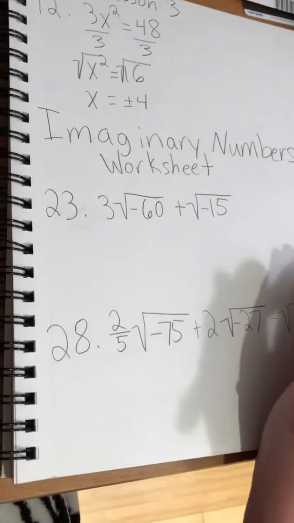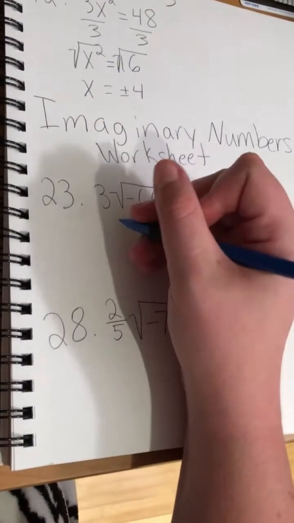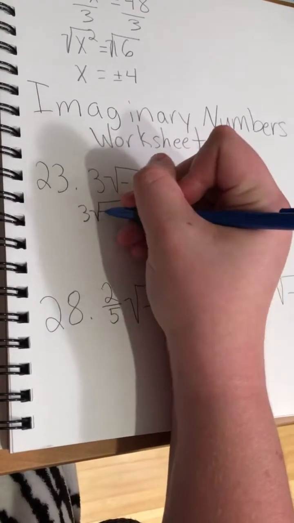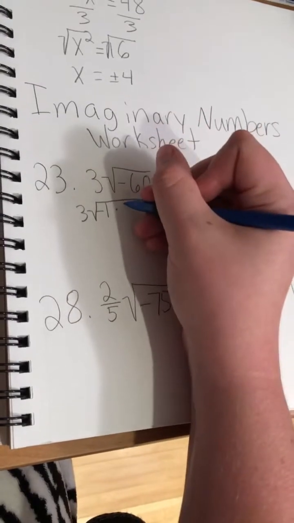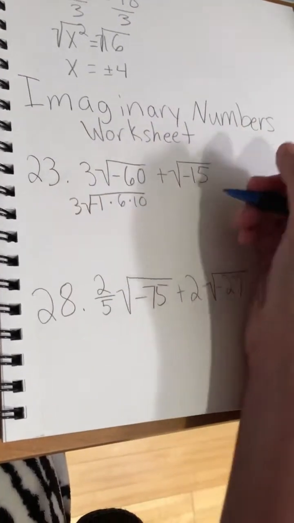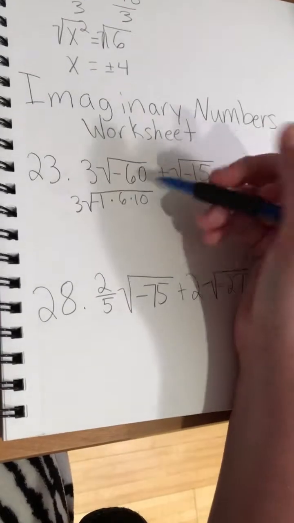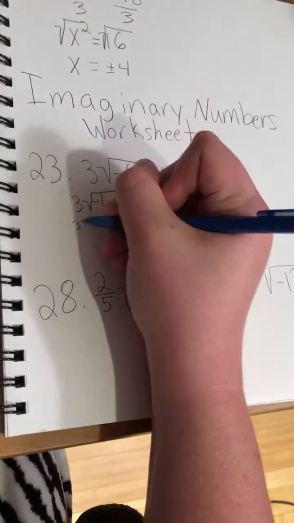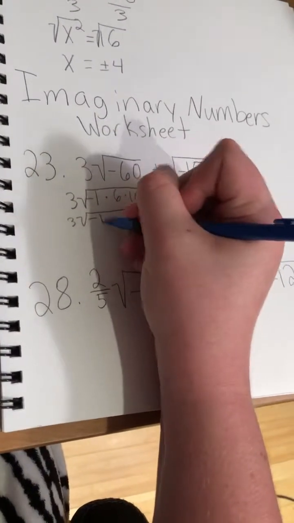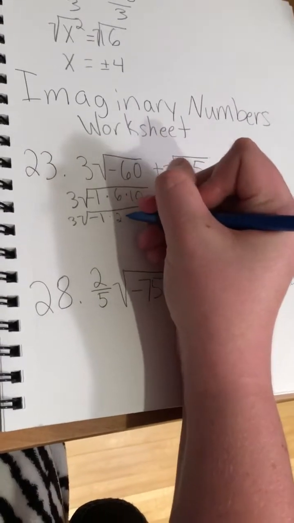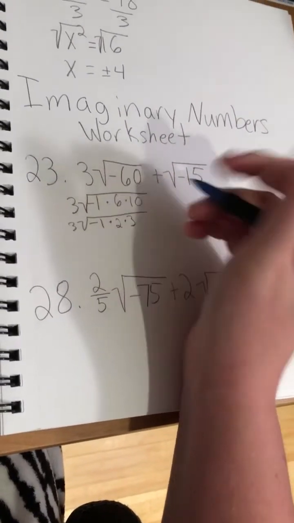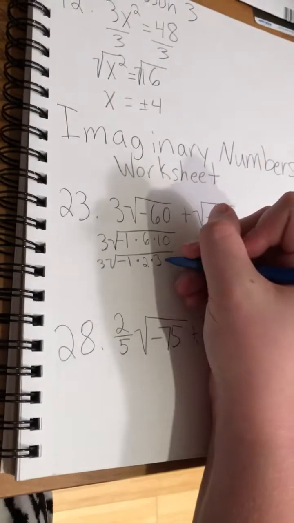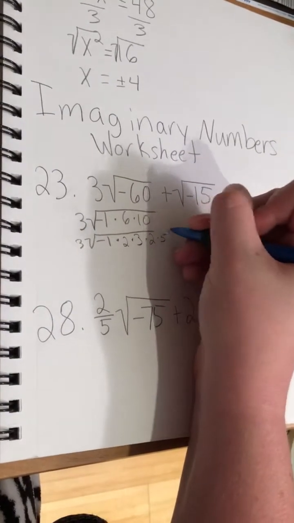So for 23, in this square root, you can separate out negative 60 by saying negative 1 times 6 times 10. Now with this, we can still separate the 6 and the 10 out. So we've got 3 times the square root of negative 1 times 2 times 3. That takes care of my 6. And then for my 10, I have times 2 times 5.